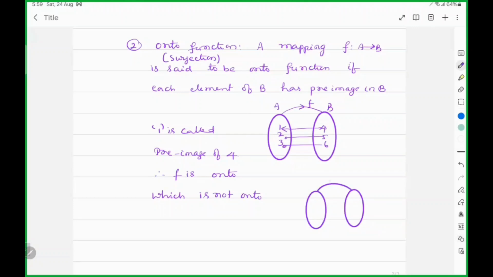Let us take 1, 2, 3, 4, 5. 3 has a pre-match 1. 4 has a pre-match 2. What is the pre-match of 5? There is no pre-match, so it is not onto. That means there is some element in the codomain which is not having a pre-match. It is not an onto function.